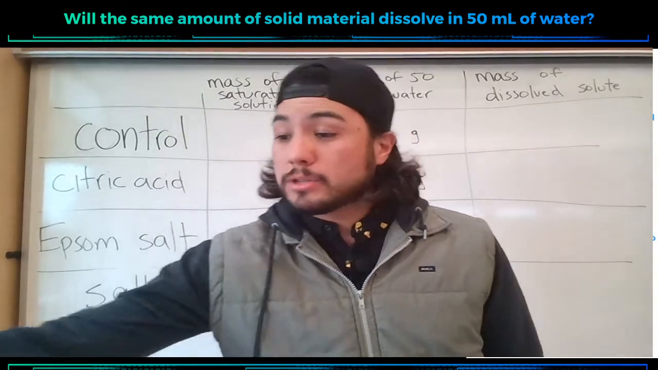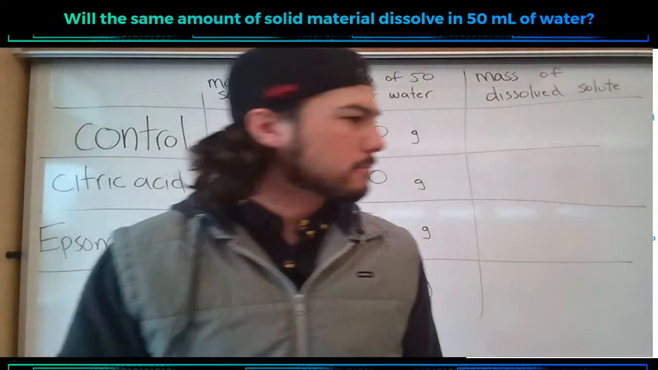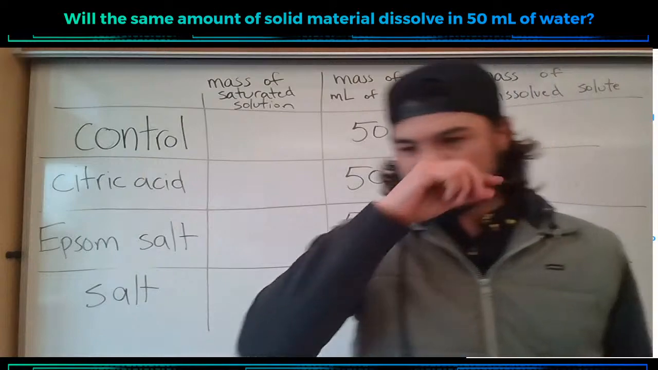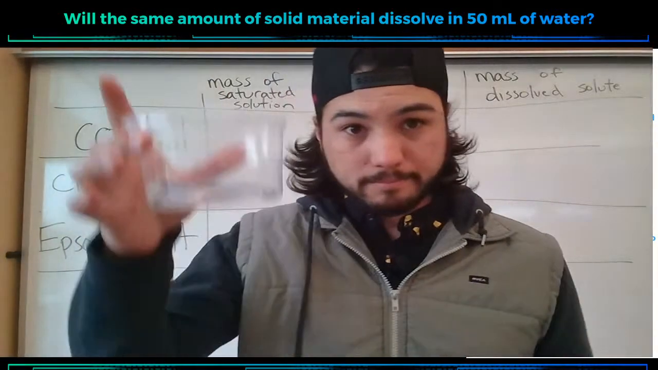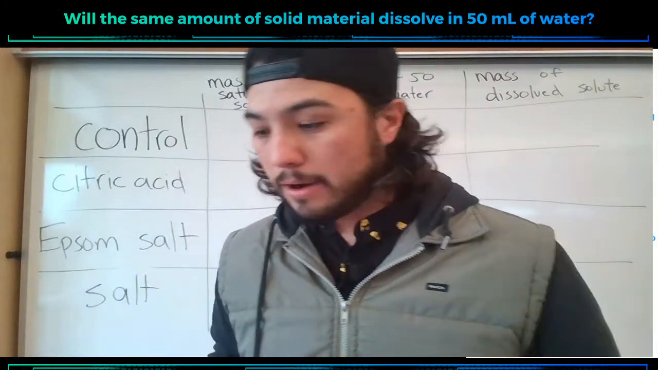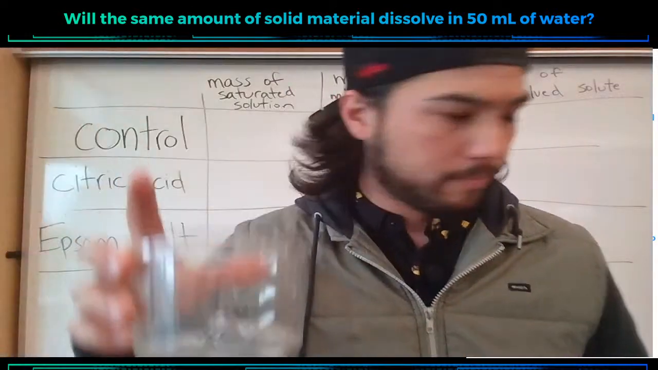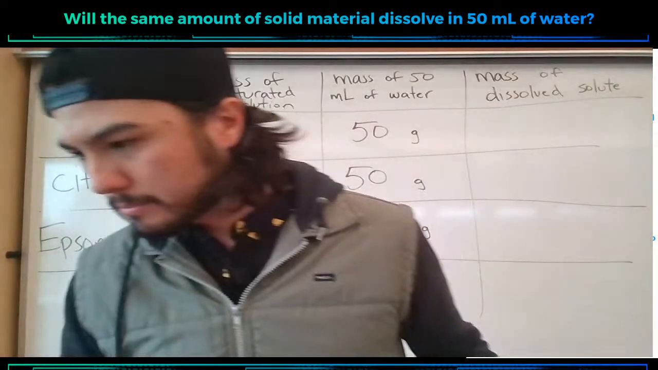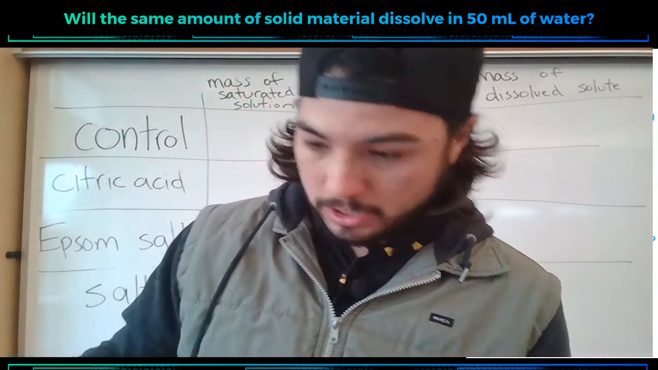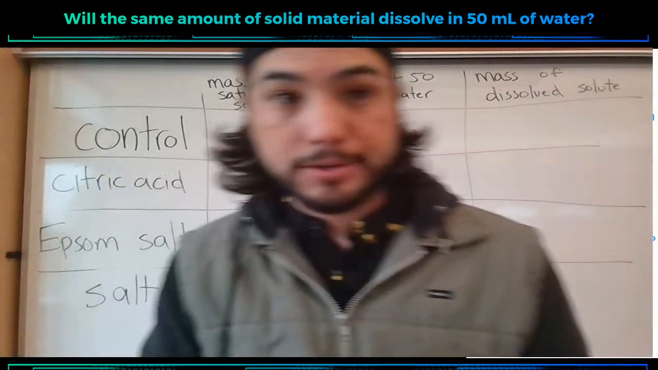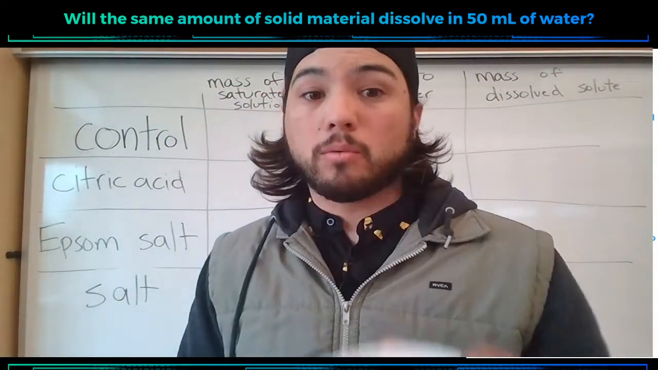So here's our procedure. We're going to measure out 50 milliliters of water. I left my water on the other side of the room, but that's fine. Okay, here's our control. We're going to measure it out and put it into a separate container here. We're going to add some of our solute. I'm going to use the Epsom salt here because it's a little bit easier to do. We're going to add enough of our solute that we're going to be saturated.